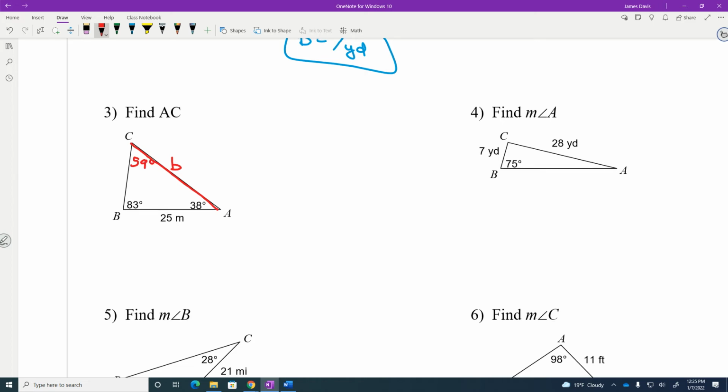So that should be 59 degrees. Right there. So now we've got a pair. We've got 59 matches with 25. So that's going to be our pair. Sine 59 over 25. And we're looking for the little b, so we want to do sine of 83 over the little b.